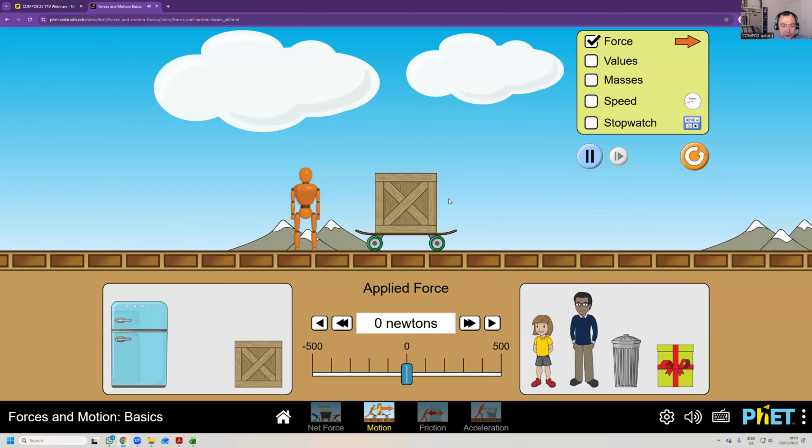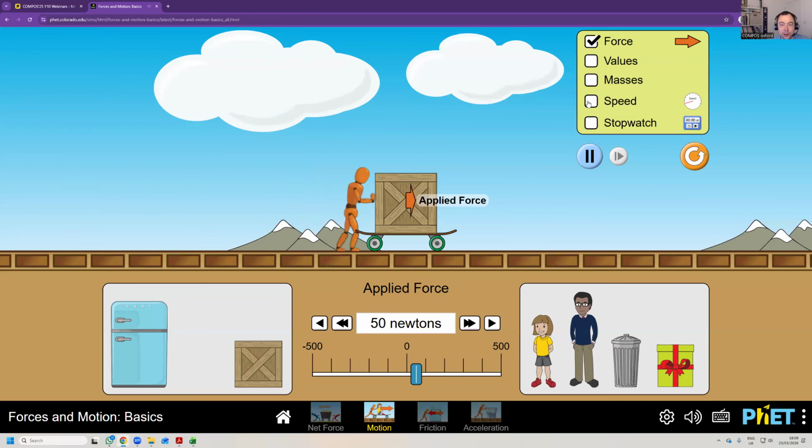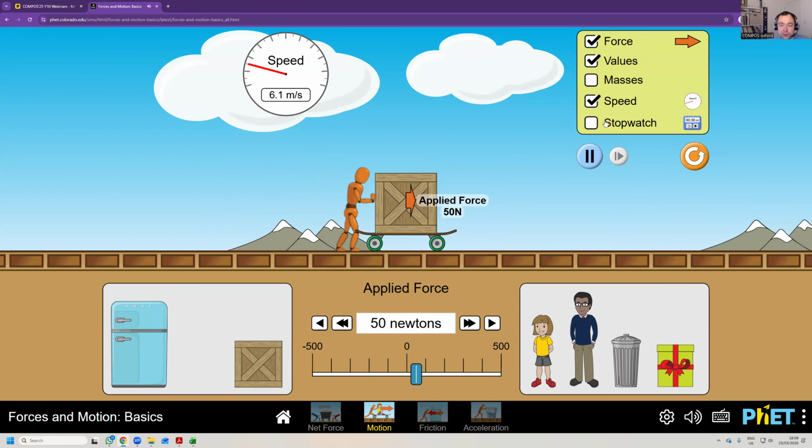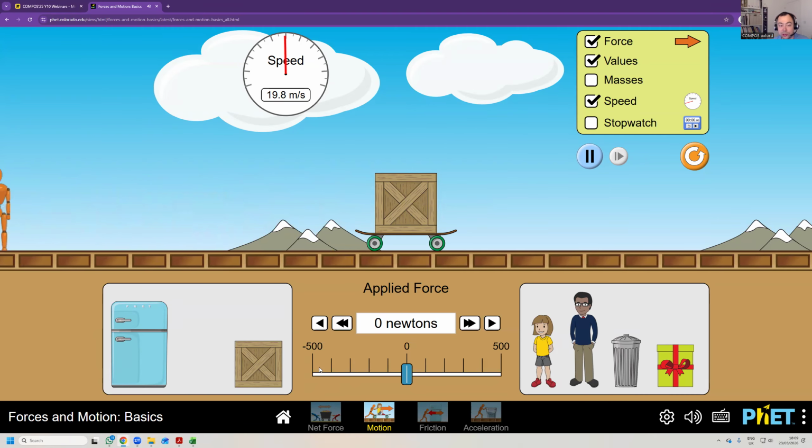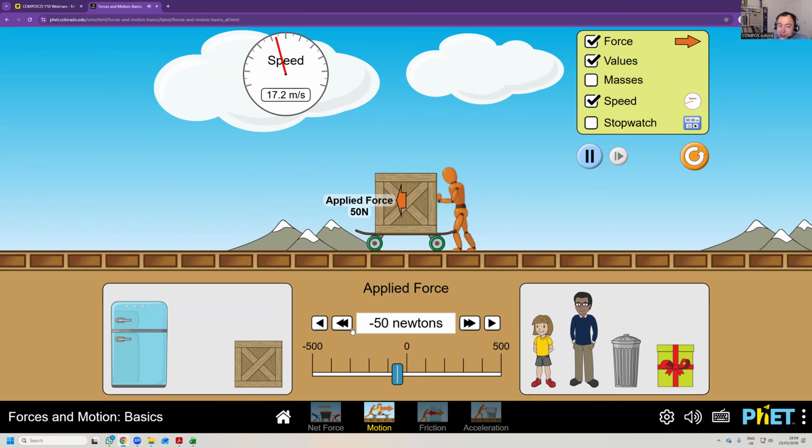If I push the box and the box moves, you can see that the speed of the box increases. So I'm doing work because I'm pushing the box and the kinetic energy of the box is increasing. If I stop pushing, the kinetic energy of the box does not change because I'm not doing any work on the box. I'm not inputting any energy into the box. If I push the other way, I'm removing energy from the box, which means I'm doing negative work.